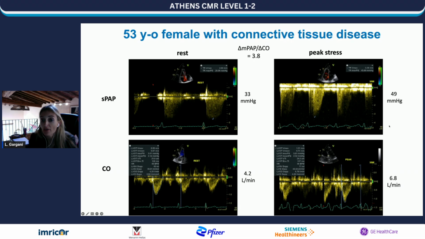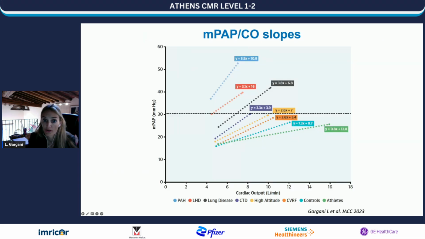So actually there is a disproportionate increase in pulmonary artery systolic pressure compared to the increase in cardiac output. And we still don't clearly know what to do with this number, but this is somehow indicating that this is already a kind of dysregulation of the pulmonary circulation.